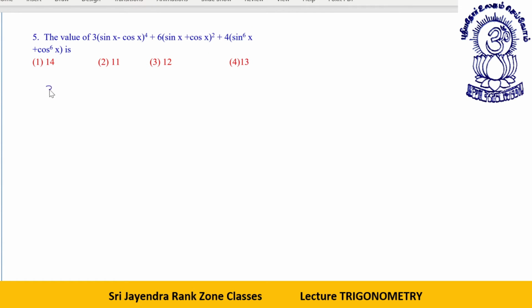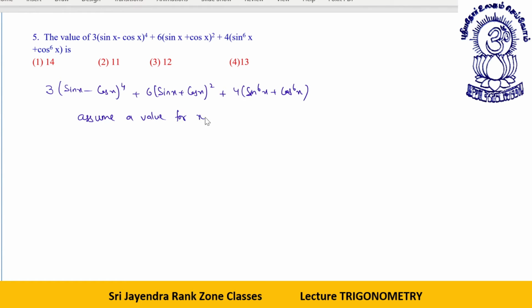You have 3 times (sin x minus cos x) raised to power 4 plus 6 times (sin x plus cos x) square plus 4 times (sin 6x plus cos 6x). If you start using identities, I think in 2 or 3 minutes you'll be able to solve only one question. Even this might take 5 minutes. Best is to assume a value of x.